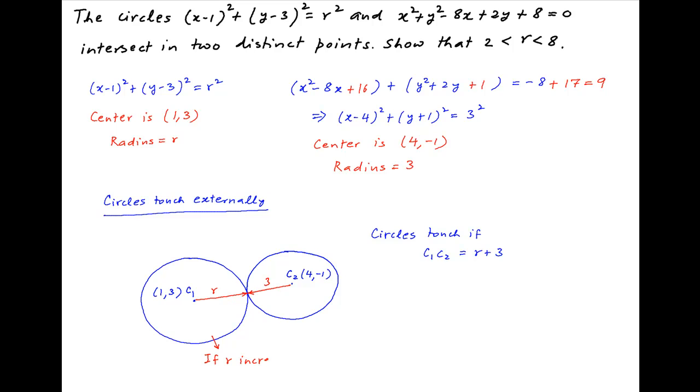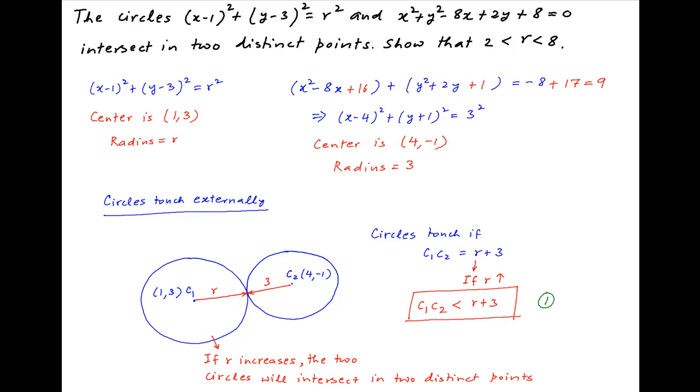Now imagine that the radius of the first circle, r, starts increasing. When that happens, the first circle expands and it starts cutting the second circle at two distinct points. Now as r increases, r + 3 will become greater than the distance between C1 and C2. Let's call this result 1.